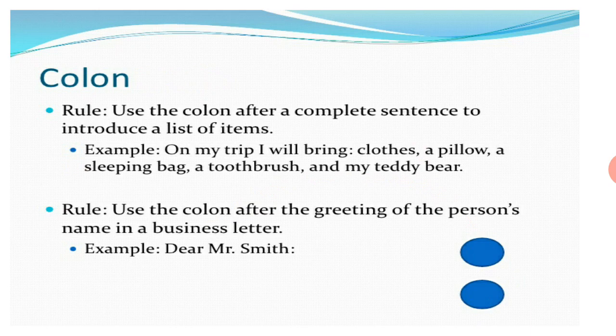Rule: use the colon after a complete sentence to introduce a list of items. Just remember, use the colon after a complete sentence to introduce a list of items. Example: on my trip I will bring clothes, a pillow, a sleeping bag, a toothbrush and my teddy bear. On my journey I will bring a mobile charger, a pouch, etc. Like this.